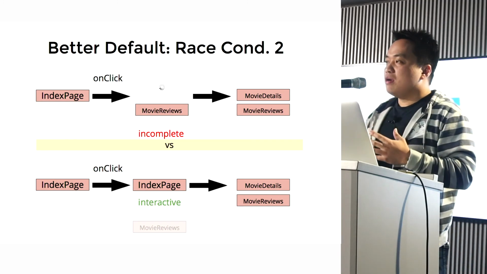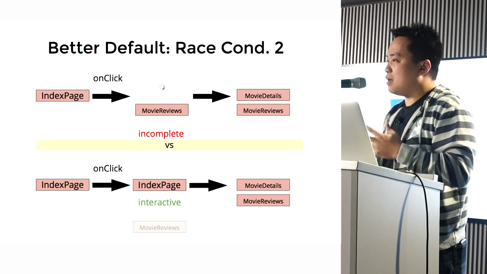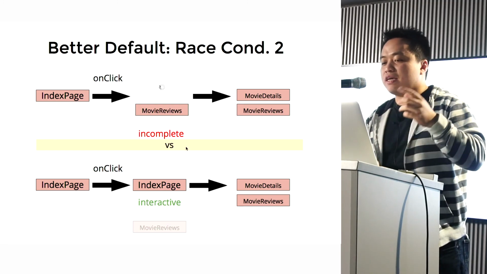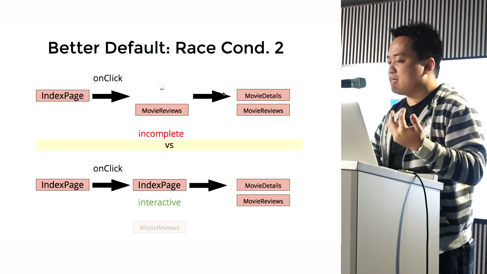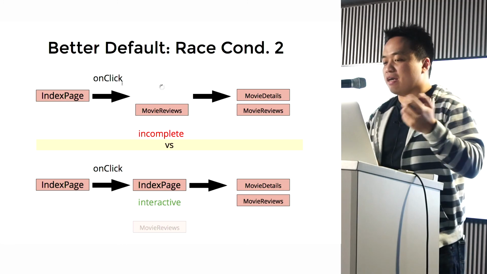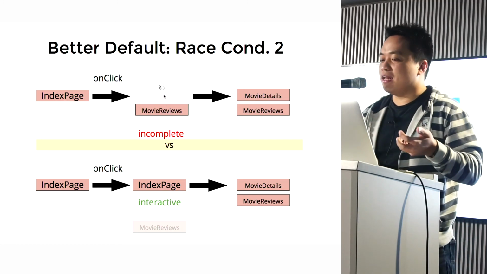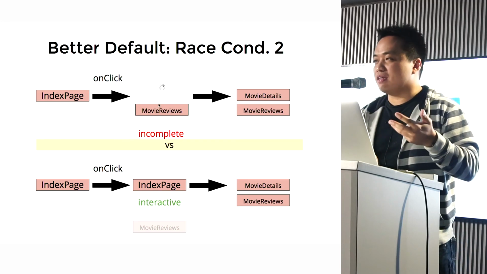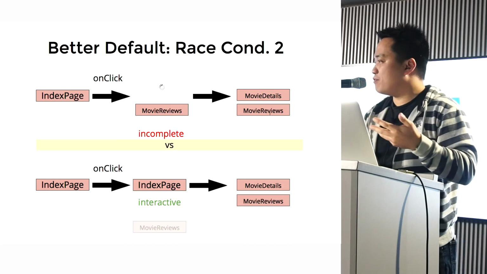Race condition 2: what if I am moving to a new page and the new page has 2 components inside it? So let's say from the index page, I'm going to the movie page. The movie page is made up of movie details and movie reviews. Let's say I go to the movie page and movie reviews loads, but movie details hasn't loaded yet. Then I only see a page with a half-loaded thing. It's incomplete. And then I see the full rendered page.